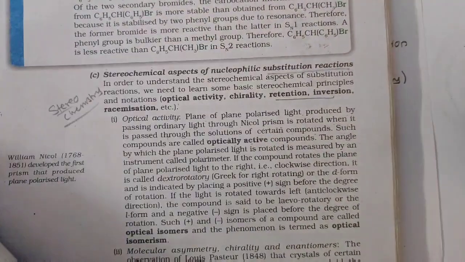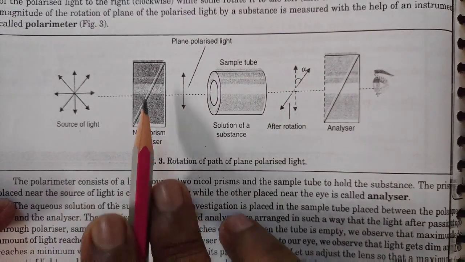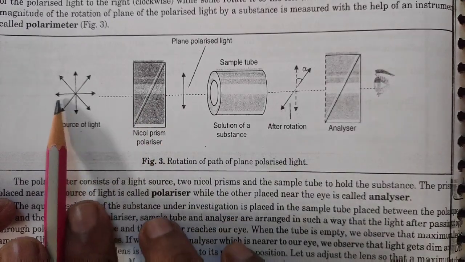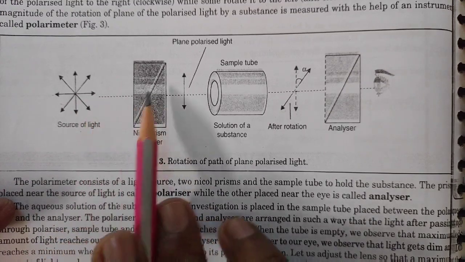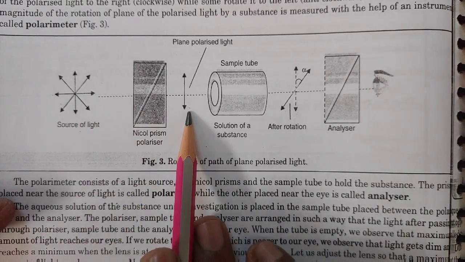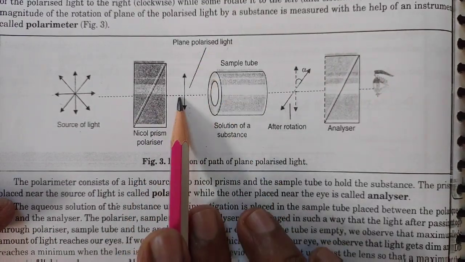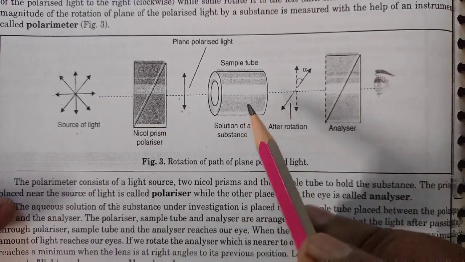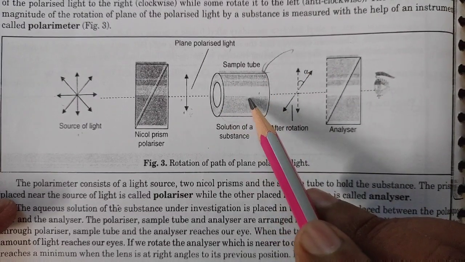Okay, so in this figure, this is our ordinary source of light. Two prisms are kept here, a right angle prism, and this is the Nicol prism. When an ordinary ray of light is passed through this Nicol prism, it will start vibrating in a single plane. So ordinary light has now changed into plane polarized light. Now if you put a compound in this polarimeter, this is called the polarimeter.